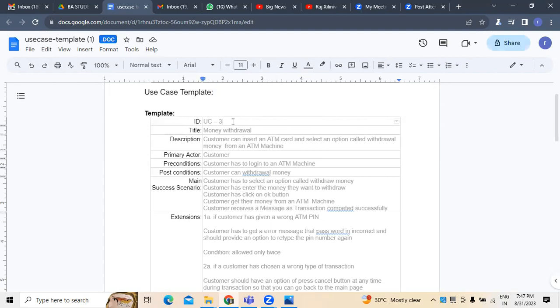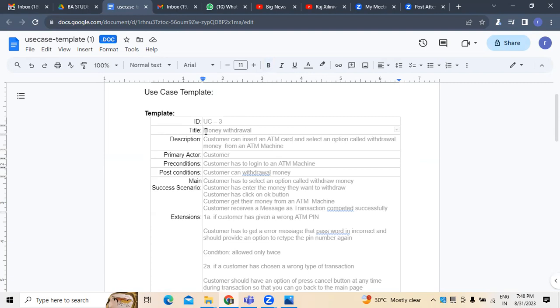For every functionality, there will be a use case number. Of course, this is a template I'm showing you for an ATM system, an ATM related application, as an example for better understanding. So the use case ID number will be mentioned here. This is use case number 3, which means there are 2 more use cases before it. What is the functionality here? Withdrawal of money is the functionality.